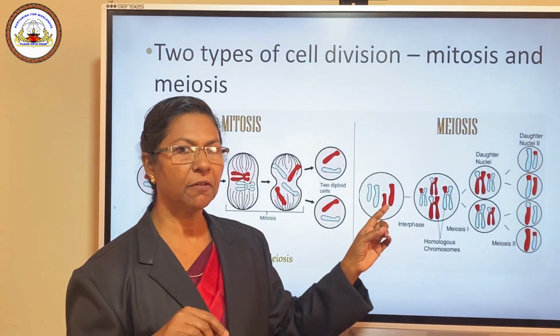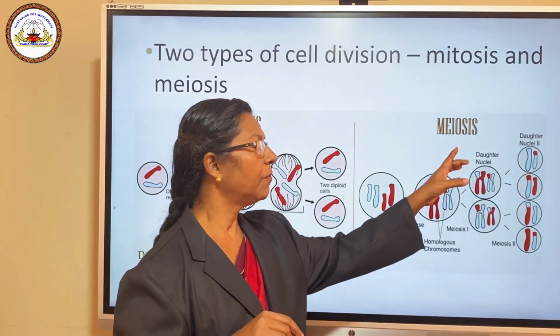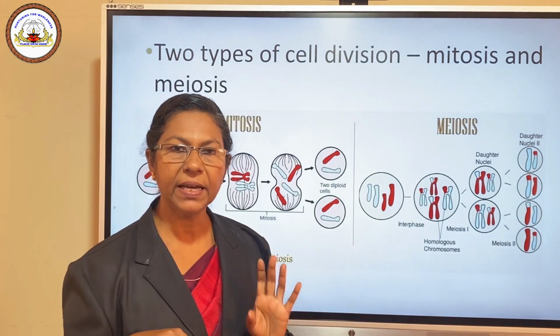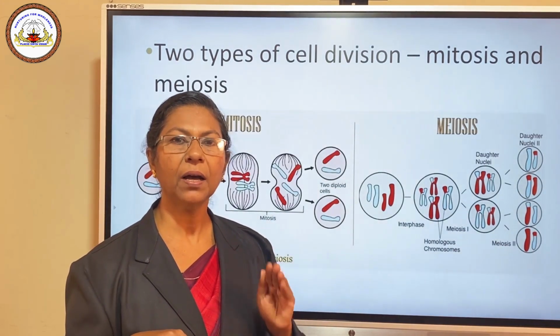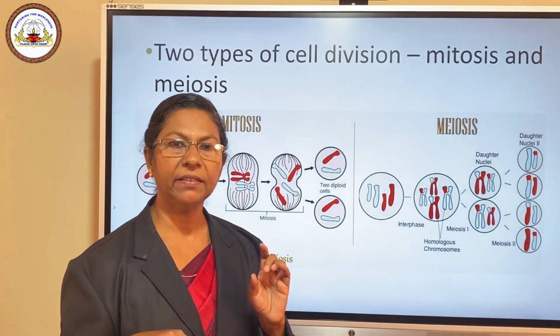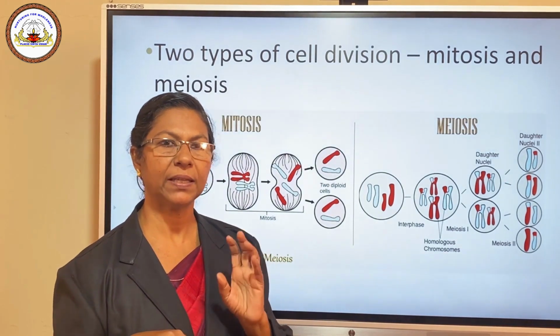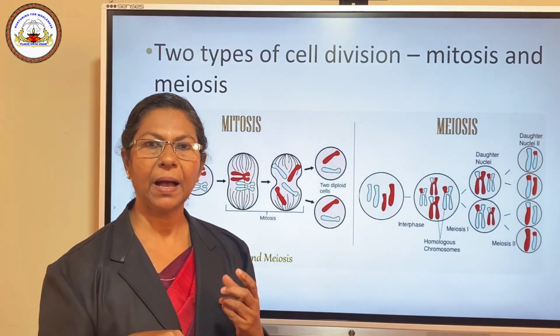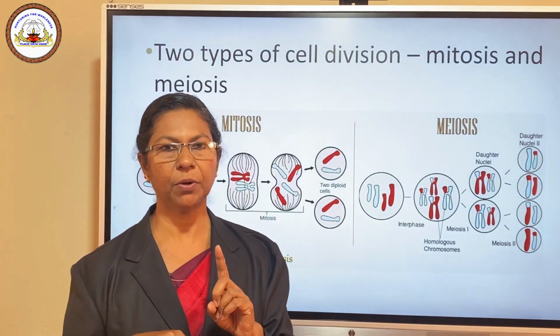So in meiosis, from two daughter cells, finally 4 daughter cells we are getting, and each cell is having half the number of chromosomes. These cells, having half the number of chromosomes, are all known as gametes. So in male and female, the gametes are having only half the number of chromosomes.